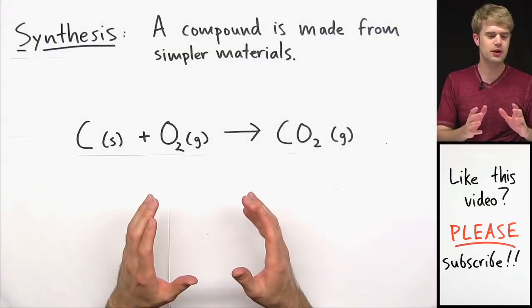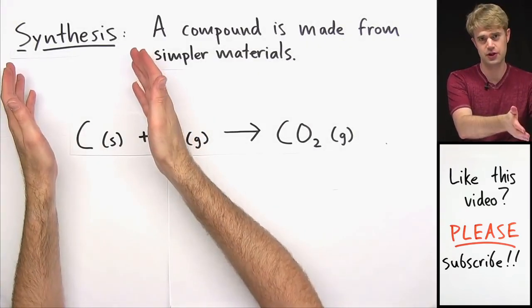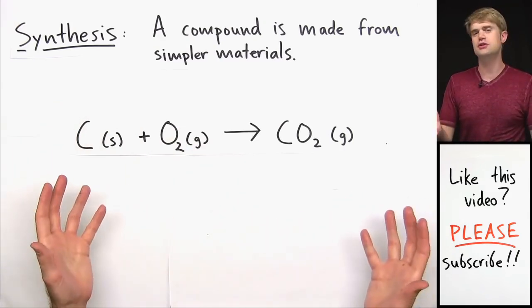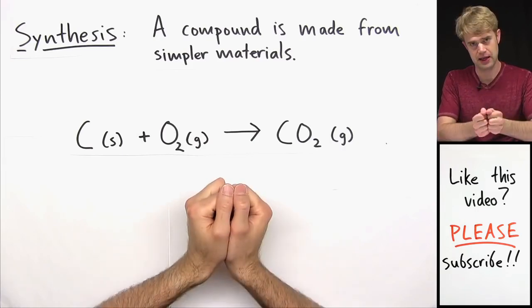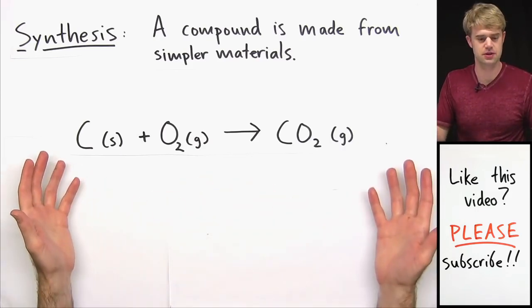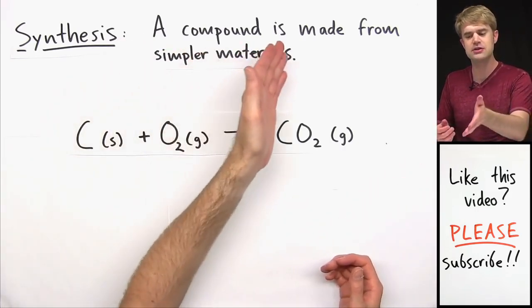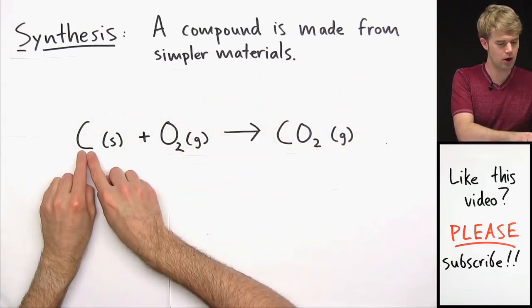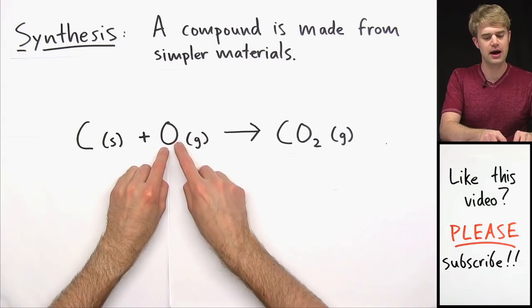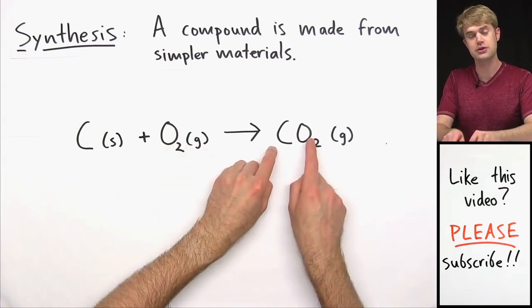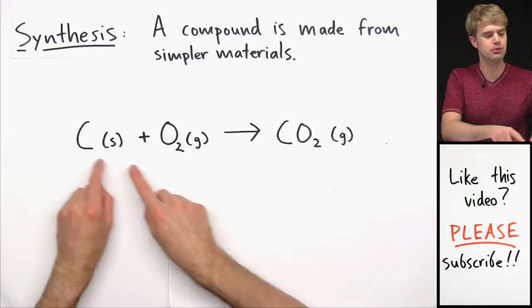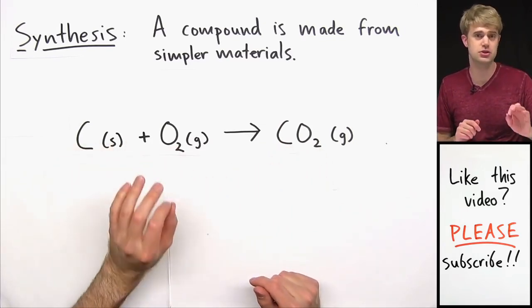The first reaction we're going to talk about is the synthesis reaction. These are sometimes called combination reactions. Now, synthesis is just a fancy word that means making, and that's exactly what happens in a synthesis reaction. A compound is made from simpler materials. Here's an example. Carbon comes together with oxygen gas to make carbon dioxide, CO2. What we make in this reaction is more complex than the 2 simple things that we start with.